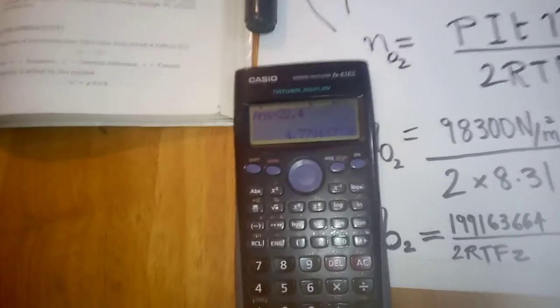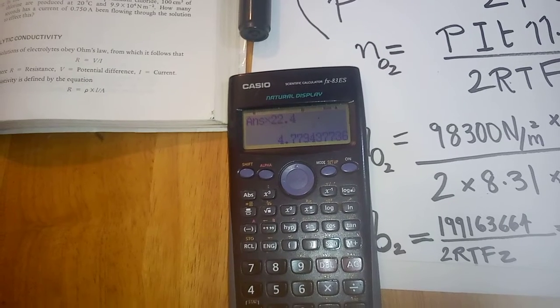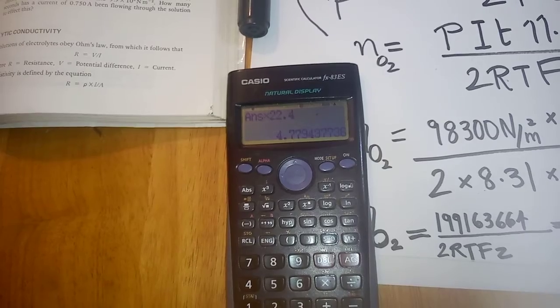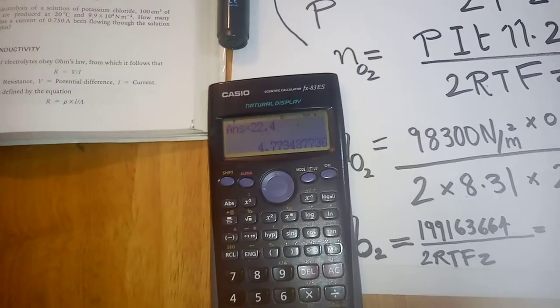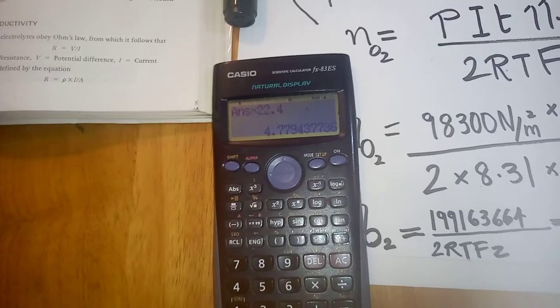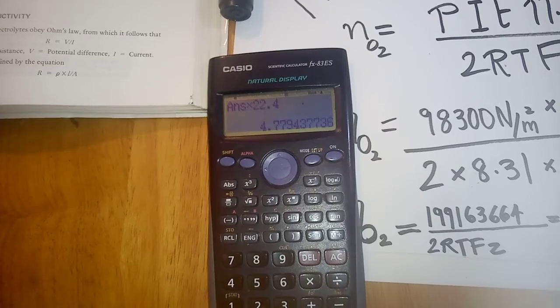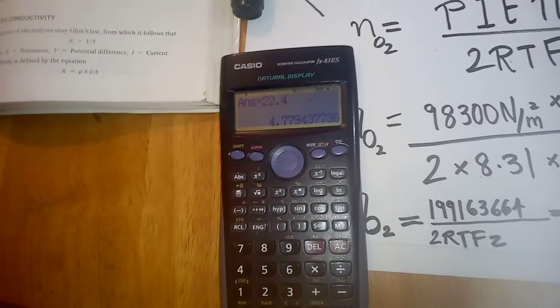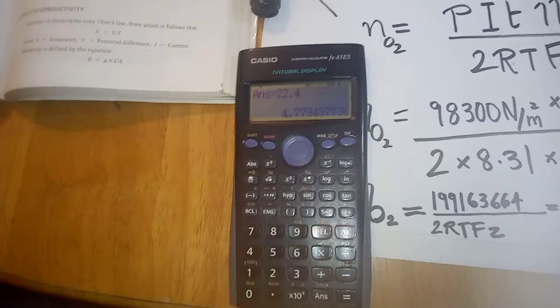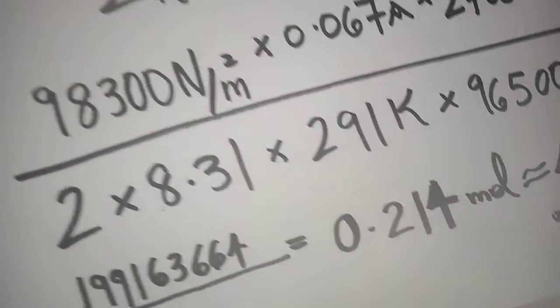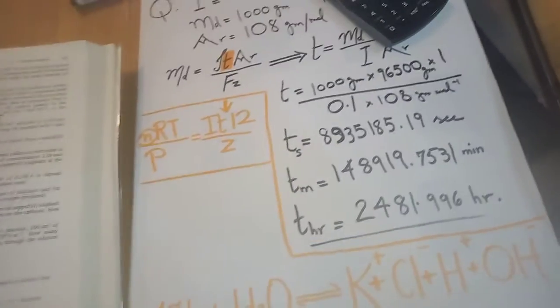So this answer for 11.2 dm cubed, and then yeah, that was incorrect. So this one seems a bit incorrect. This one seems correct. Okay, so I'm going to do the next question. Sorry, I don't know where they got cut off.